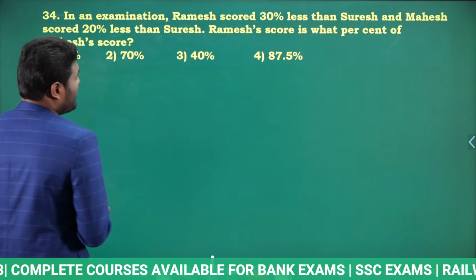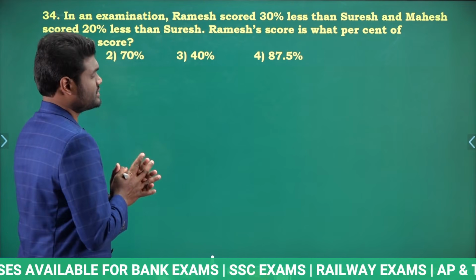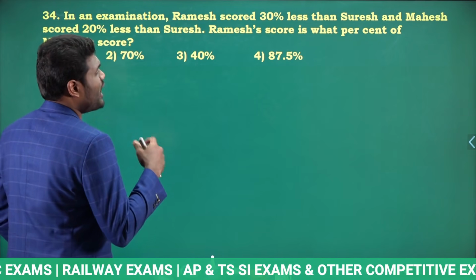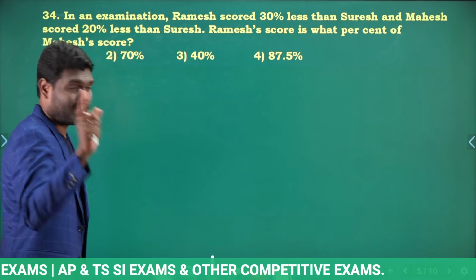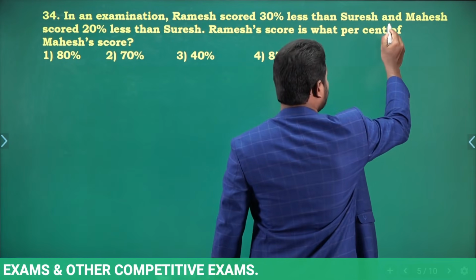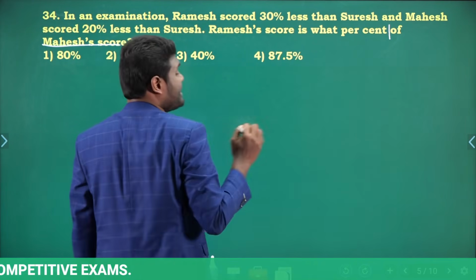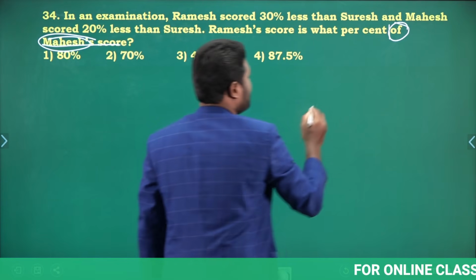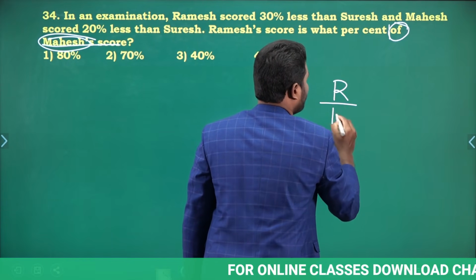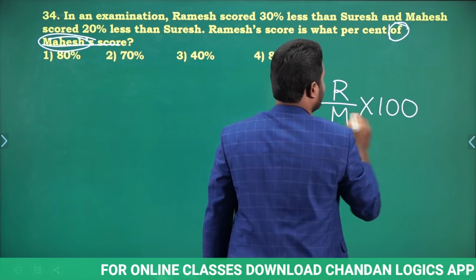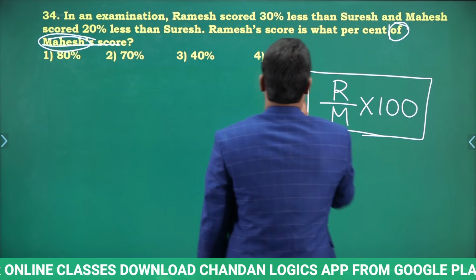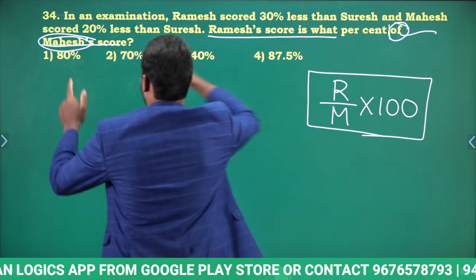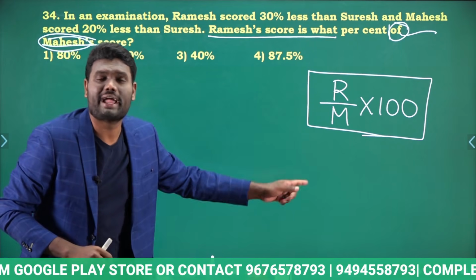In an examination, Ramesh scored 30% less than Suresh and Mahesh scored 20% less than Suresh. Ramesh's score is what percent of Mahesh's score? Look here, read the question clearly. Ramesh's score is what percent of Mahesh means after "of" I am getting Mahesh, which means I need to calculate Ramesh by Mahesh into 100. Yes or no? Why? Because your question is Ramesh's score is what percent of Mahesh. After "of" I am getting Mahesh, so it should be Ramesh by Mahesh into 100.